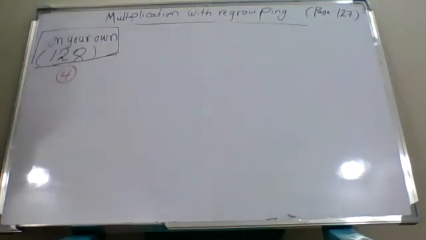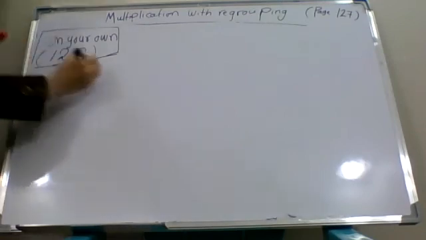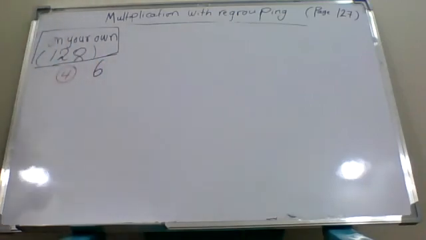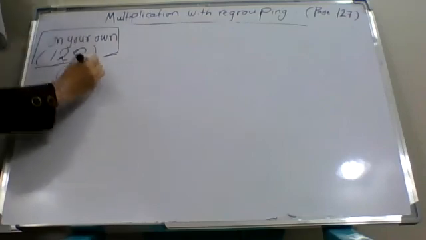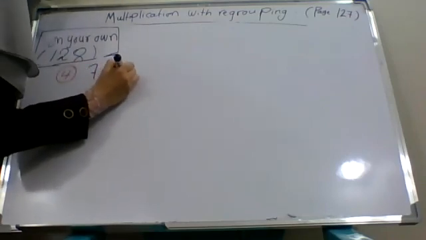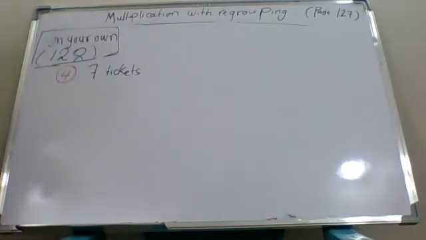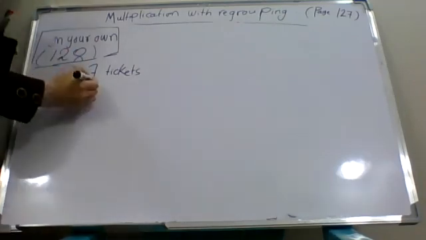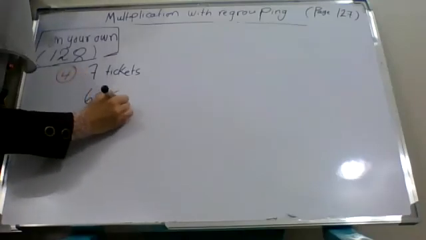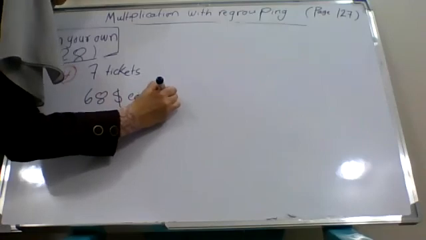I have number 4. I need to read the question again. Mrs. Chu bought 7 tickets to a concert. Each ticket cost $68. How much did she spend all together? So she bought about 7 tickets. She bought 7 tickets. Each one of them, it cost how much? $68 for each one of them, right?